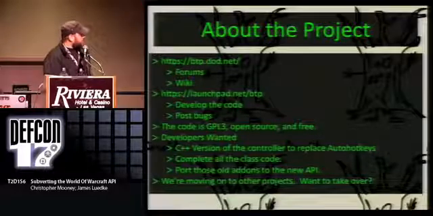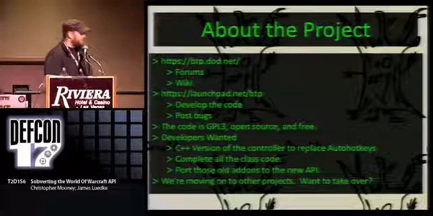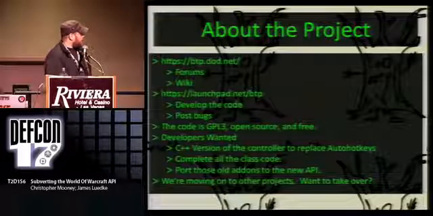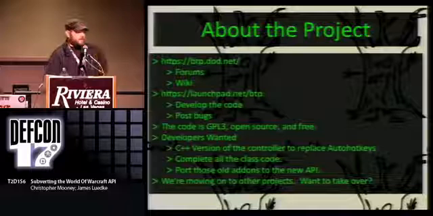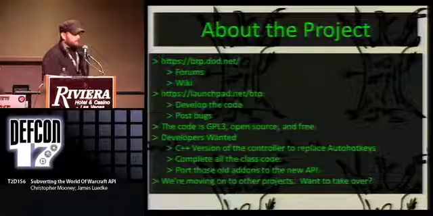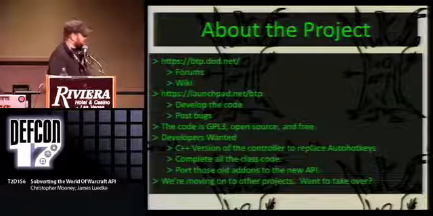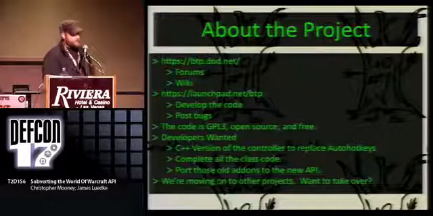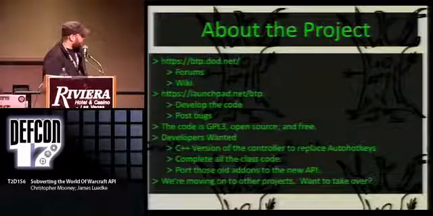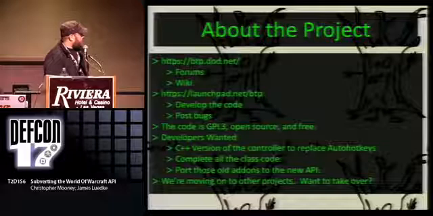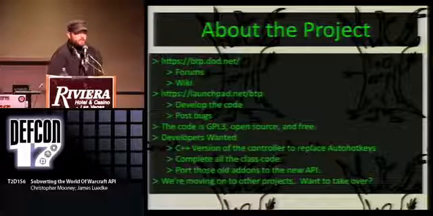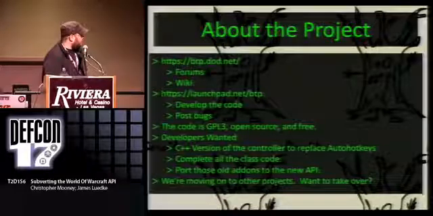We're GPLing the source. Developers wanted, remember, we want that C++ version of the controller. There's not complete code for all classes. I don't think Warrior or Death Knight or any of those classes have code yet, but you just follow a template for other people and you're all set. And maybe port some of those old add-ons that people used to like to the new API.